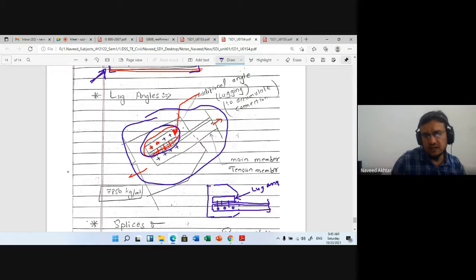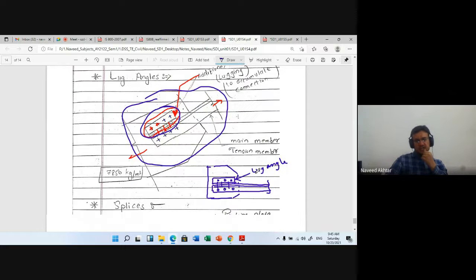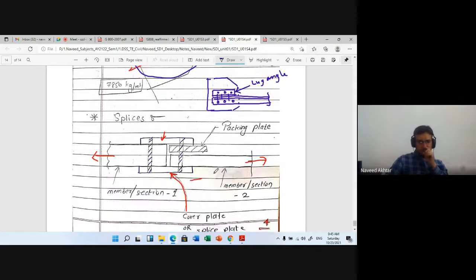So where is the lug angle needed? If the length of connection is short and you have to provide an additional angle to complete the connection detailing, then that is called a lug angle.